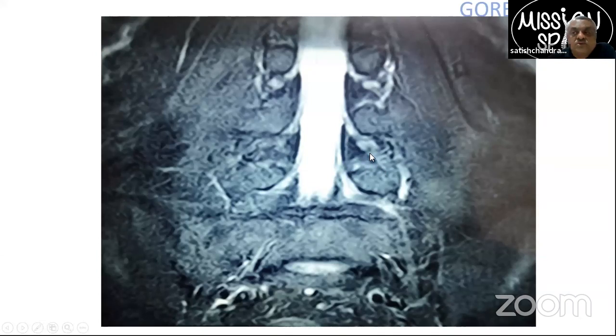Now, I would like you to concentrate on this point, which I'm showing with my cursor. This point is the lower part of the foramen, just above the pedicle or inside the pedicle, where the traversing nerve is coming out. Please understand this point. And we will be talking more and more about this point as the time passes.